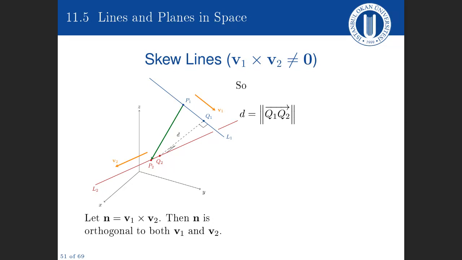Now, the vector from Q1 to Q2 will be orthogonal to both lines. It will be orthogonal to V1 and it will be orthogonal to V2. We know how to get a unit vector which is orthogonal to V1 and V2. We'll just take V1 cross V2 and let's call that N for the time being.